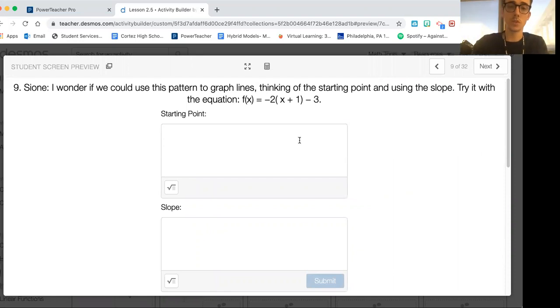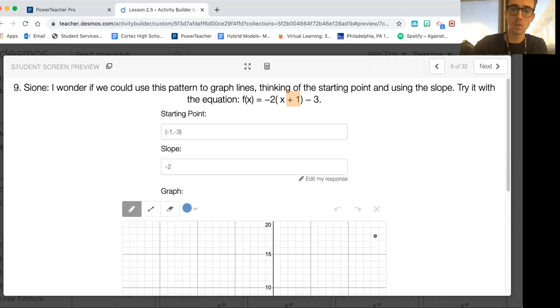All right, so what's our starting point? We should be saying, in this case, it's the opposite of this number here, and that's our x coordinate. So the opposite of +1 is just going to be -1. And then our y coordinate, in this case, is -3. Our slope in front of the parentheses should be 2.